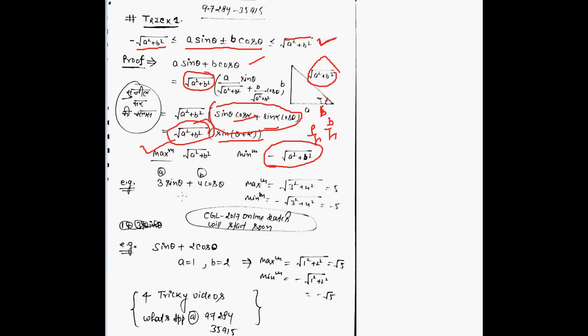See one or two examples. Find the value of 3 sin theta + 4 cos theta. Here a is 3, b is 4. Simply put, the maximum will be +5 and the minimum is -5. See another example: sin theta + 2 cos theta. Here a is 1, b is 2. Put in here, the values are root 5 and minus root 5.